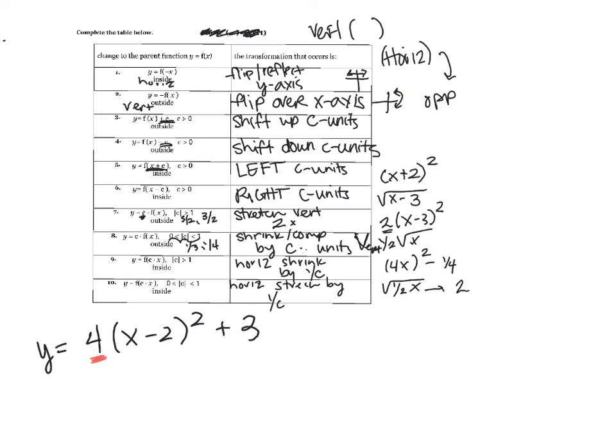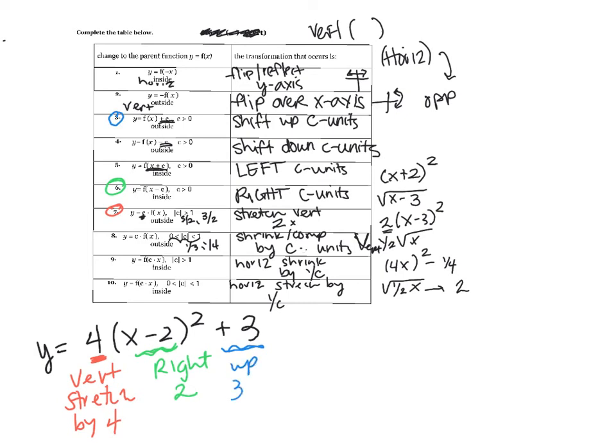So I have a 4 on the outside. Here, for example, I have a big number on the outside. That's this. This should be a vertical stretch by 4. So that's what I mean by describing it. The next thing I have here, let's pick a new color, I have this minus 2 on the inside. So here's a minus on the inside. This is going to move me right 2 units. And then I have this, a 3 on the outside. That's this. It's going to move me up 3 units.